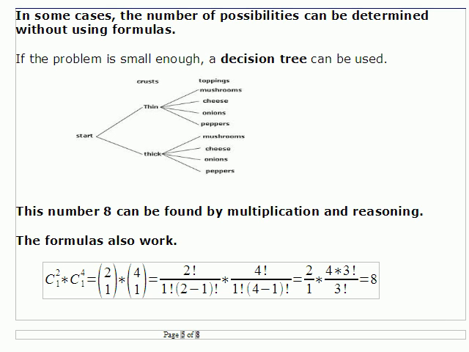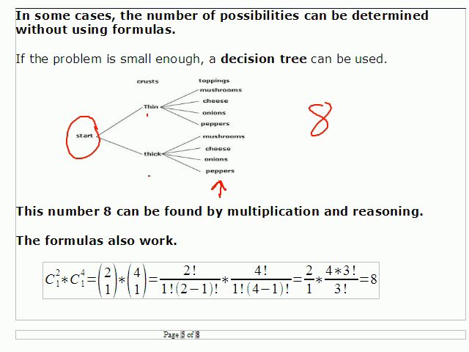Sometimes these kinds of problems can be done using a diagram, one of these decision trees. Of course, you can only do it if it's small enough. And here's one for pizzas: thin crust, thick crust, and different toppings. You can start here and separate it into either thin crust or thick crust. Then each one has these different combinations: mushrooms, cheese, onions, or pepperonis. And if you count the number in this column, that is the total number of possibilities. Here it's 8.